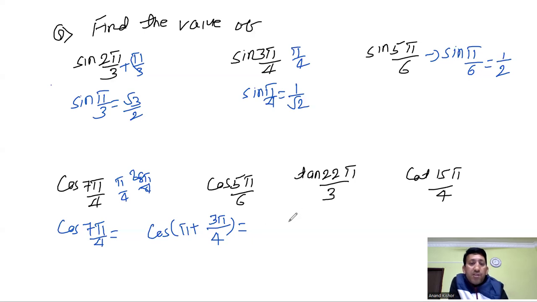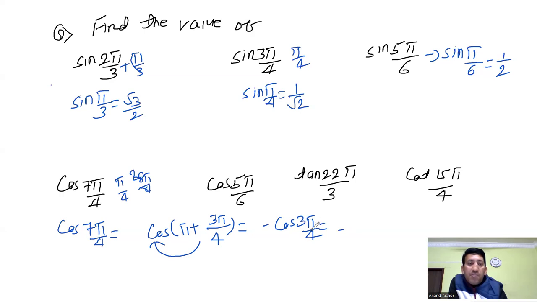So cos(pi plus theta) is minus cos theta, so cos 3 pi by 4. And cos 3 pi by 4, what? This is pi plus something, third quadrant. And in the third quadrant, cos is negative, so minus cos 3 pi by 4. So always minus, we know 3 pi by 4.